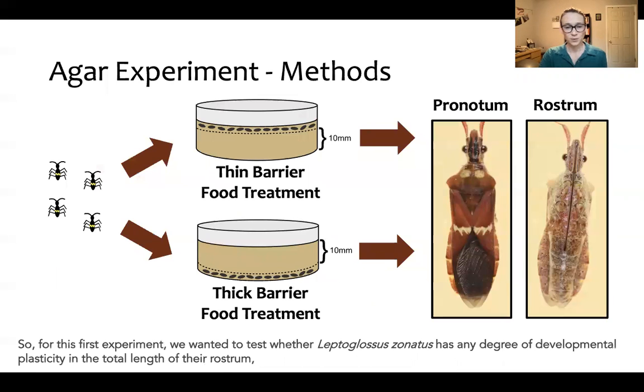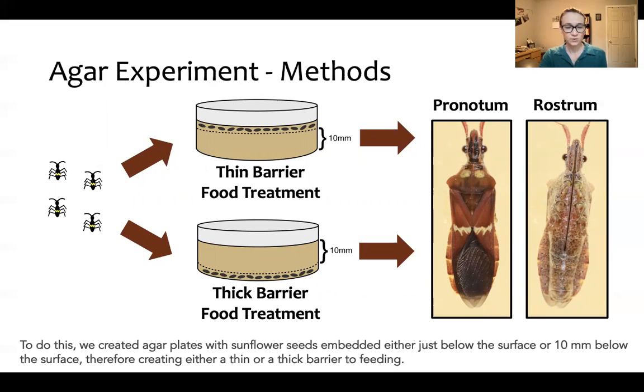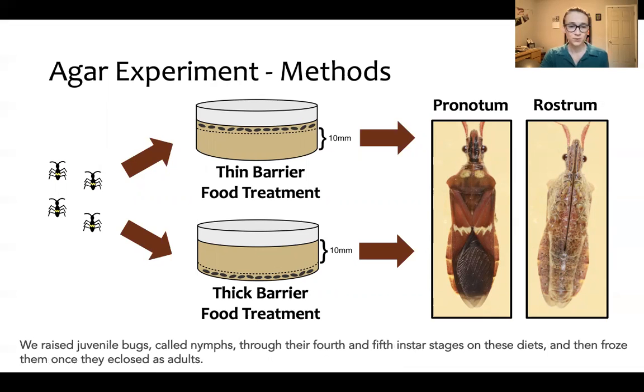So for this first experiment, we wanted to test whether Leptoglossus zonatus has any degree of developmental plasticity in the total length of their rostrum, which is the main trait determining their maximum depth of penetration into a fruit or nut. To do this, we created agar plates with sunflower seeds embedded either just below the surface or 10 millimeters below the surface, therefore creating either a thin or a thick barrier to feeding. We raised juvenile bugs, called nymphs, through their 4th and 5th instar stages on these diets, and then froze them once they eclosed as adults.